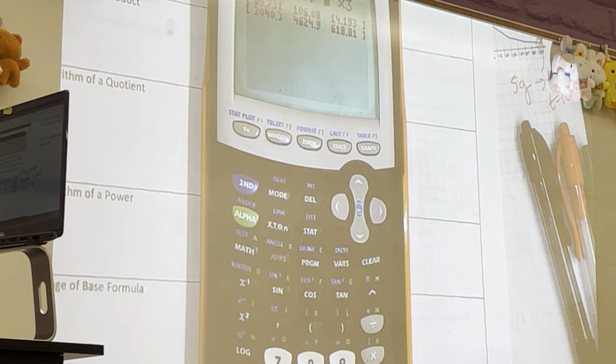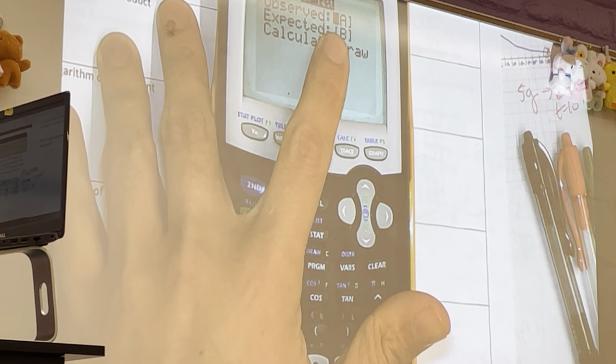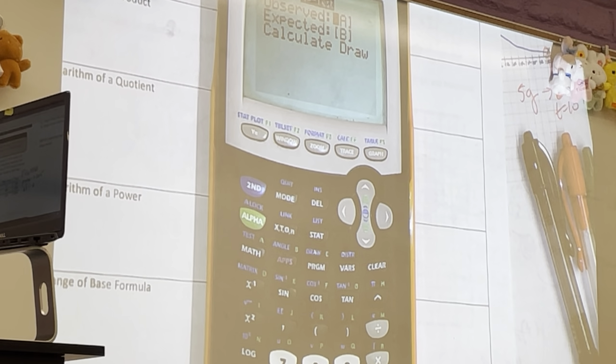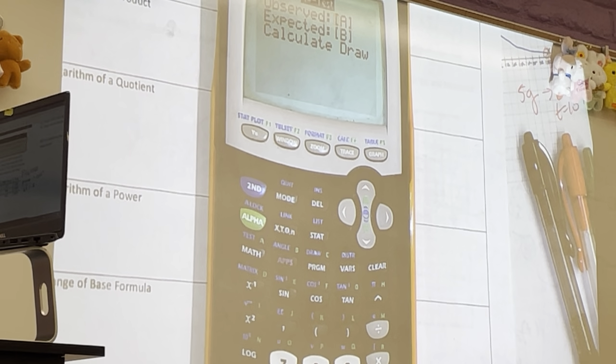If you go to test and you go to item C, it's chi-square test, and then observed is whatever matrix has your data, and expected could be literally any other matrix you want it to be, and then you just press calculate. Like what's supposed to be in the matrix B? Nothing. Or it could be literally anything because it'll override it.